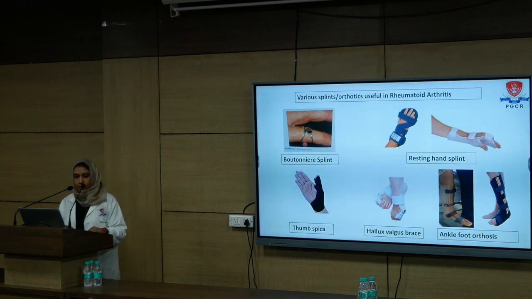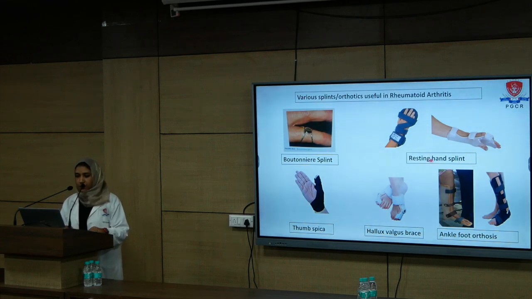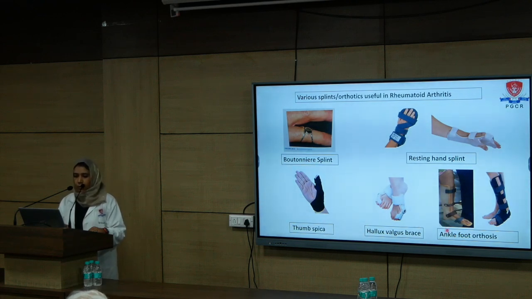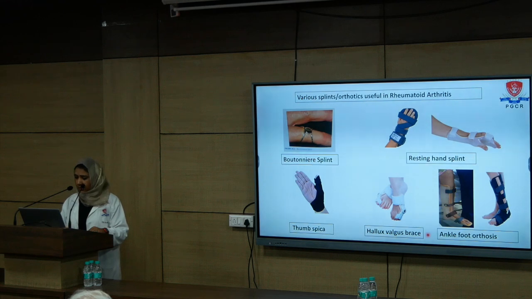First one is the Boutonniere splint, which is used in Boutonniere deformity. This is the resting hand splint, which we give to immobilize the wrist and to prevent further deformity. And this is the ankle foot orthosis, which we use to immobilize the ankle and to prevent further deformities, like later there can be foot drop or any problem in any joint of the foot or ankle.